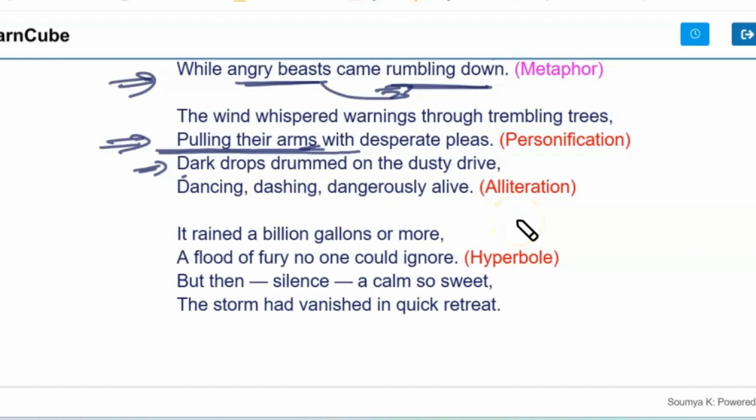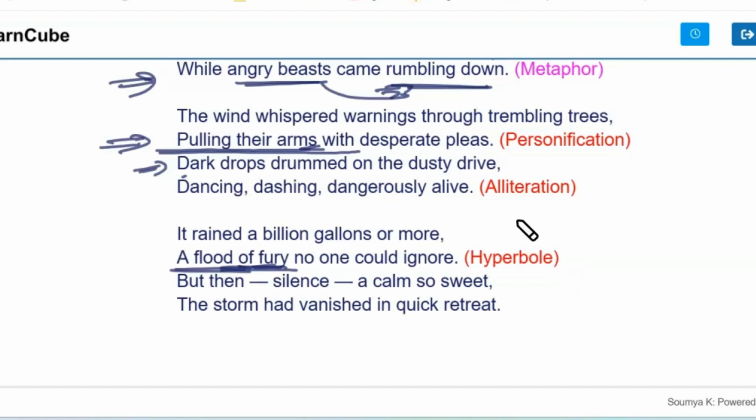Next one is it rained a billion gallons or more. So again you can say it is hyperbole, because so much exaggeration is done. The flood of fury, no one could ignore. So the flood is meant as the flood of fury, which is so much exaggeration given to the fury, being furious. So that is hyperbole. But then silence, a calm so sweet, the storm had vanished in quick retreat.